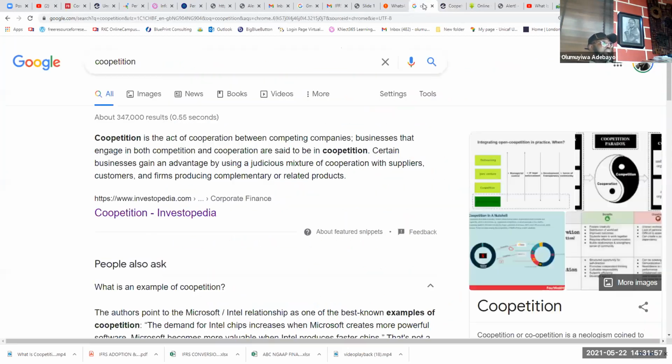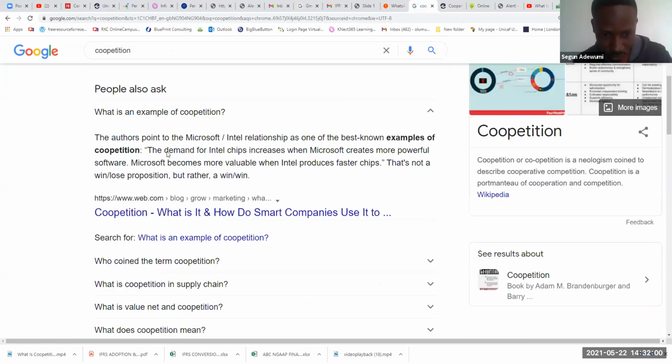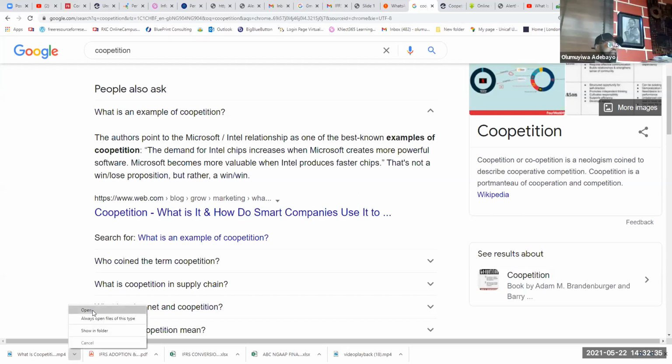Okay, let's look at an example. Can you read about the Microsoft? What is an example of coopetition? The authors point to the Microsoft-Intel relationship as one of the best known examples of coopetition. The demand for Intel chips increases when Microsoft creates more powerful software. Microsoft becomes more valuable when Intel produces faster chips. That is not a win or lose proposition, but rather a win-win. Thank you.